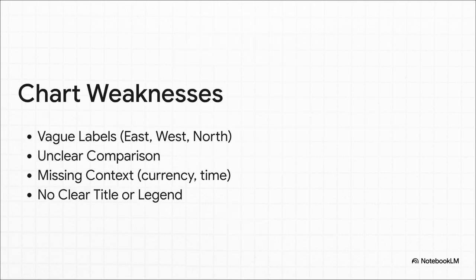Okay, time's up. Did you spot the issues? First off, the labels East, West, North, Central, way too vague, right? Second, trying to compare the budget to the actual spending was nearly impossible at a glance. We're also totally missing key context, like what currency are we even talking about? What's the time period? And to top it all off, there's no clear title or legend. It's just a perfect storm of how a chart without clarity completely fails to tell its story.